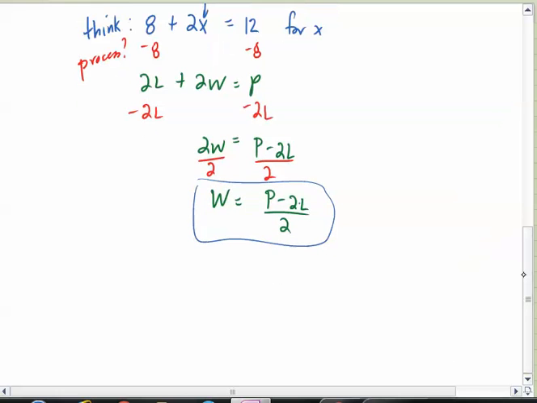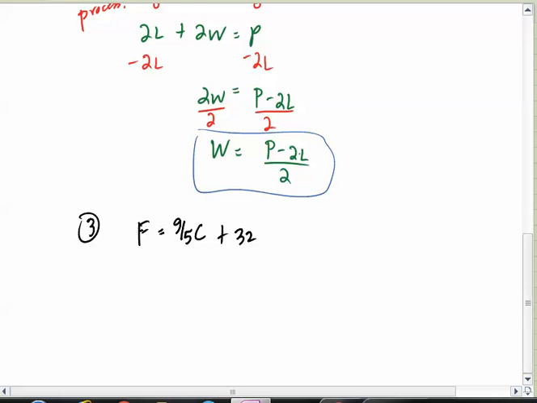Okay, one more. And let's go with this, number 3. This is a familiar one, right? Even from your science classes. This is the Fahrenheit formula that relates Fahrenheit and Celsius temperatures. And so what we want to do on this one, we have to look for what they want. They want it to be solved for C, meaning get C alone.